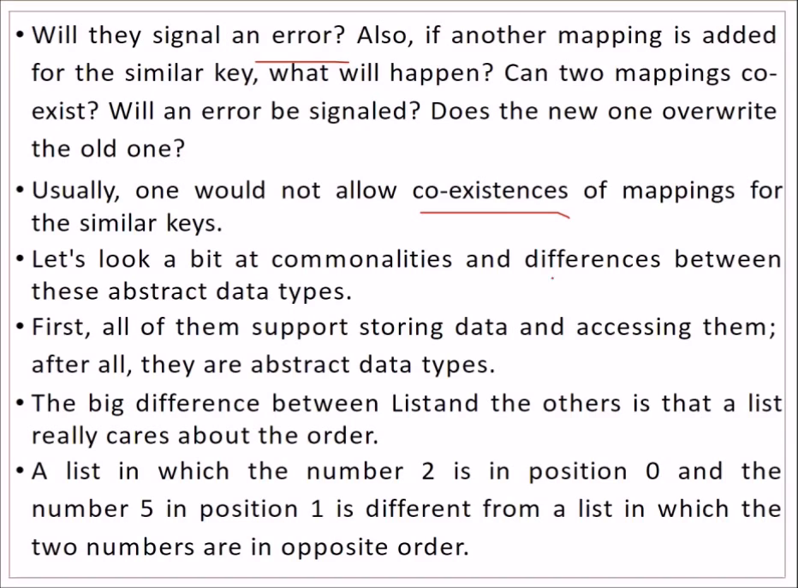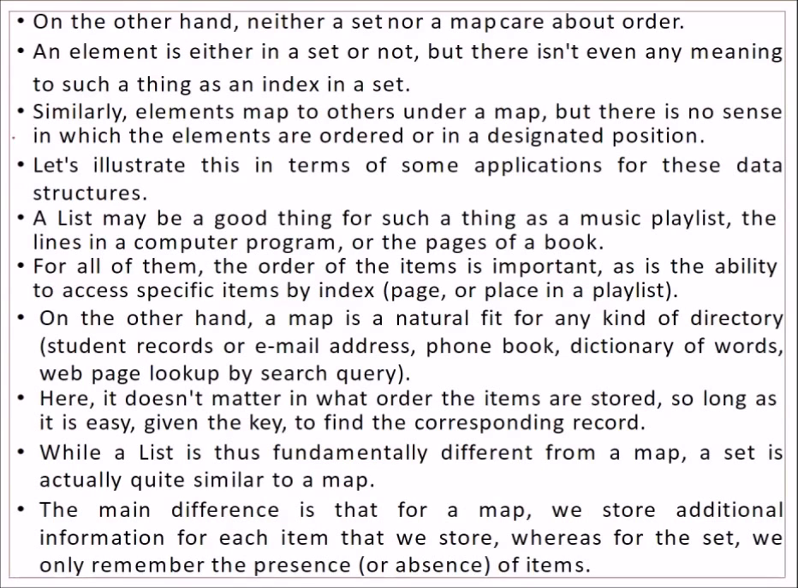But there are commonalities and differences between these abstract data types. Let us see the first one. All of them support storing data and accessing it. After all, they are abstract data types. The difference between a list and the others is that a list really cares about the order, the sequence. So a list in which the number 2 is in position 0 and the number 5 is in position 1 is different from the list in which the two numbers are in the opposite order, right? So order is important in a list.